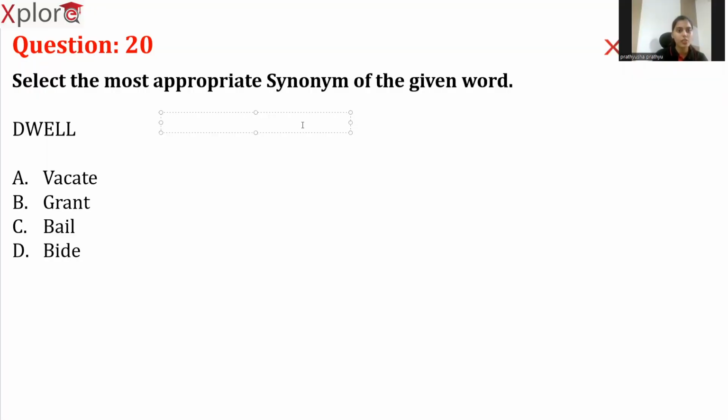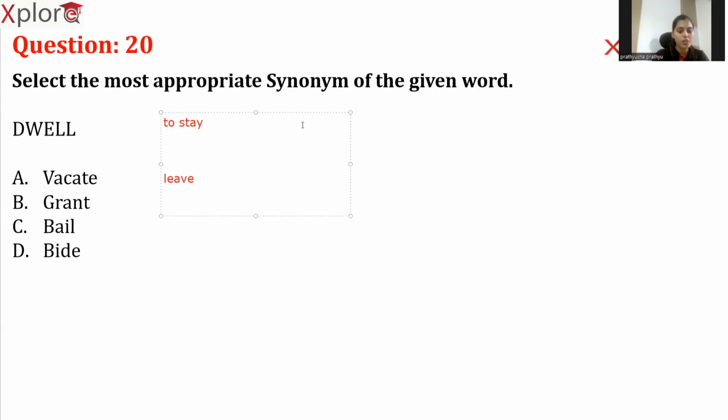First of all, let's try to understand the meaning of the question. What is the meaning of dwell? Dwell meaning to reside in or to stay in a place. Vacate meaning leaving a building or something. So these both are opposites, right? Staying somewhere and leaving somewhere, these are opposites. However, we need to identify the synonym, not the antonym. So, option A is also wrong.